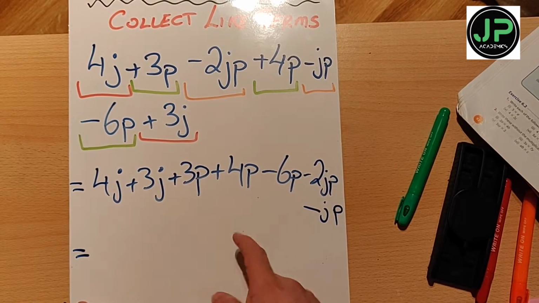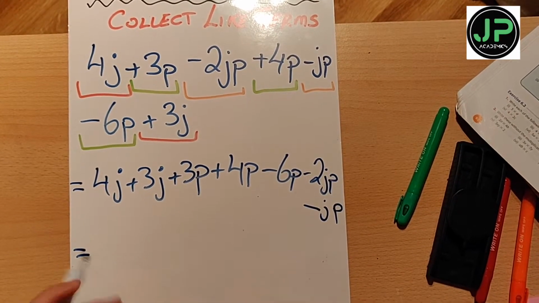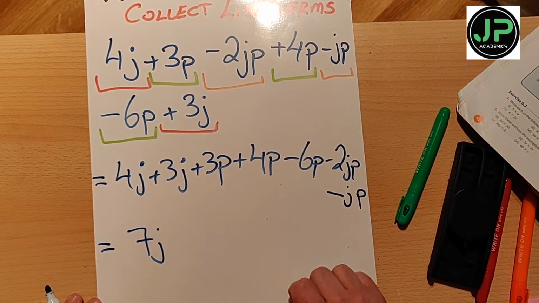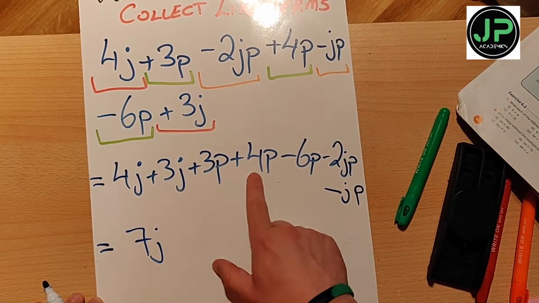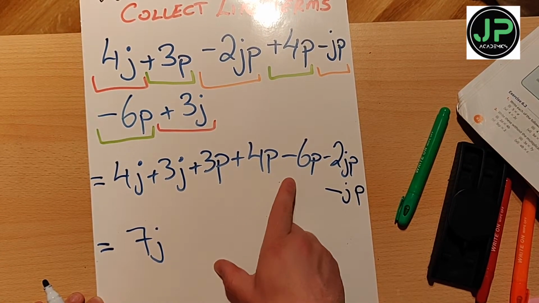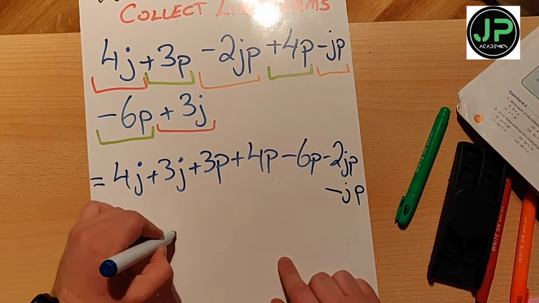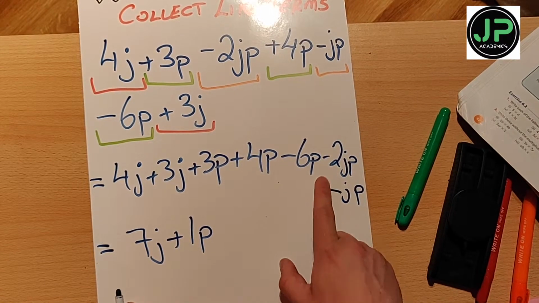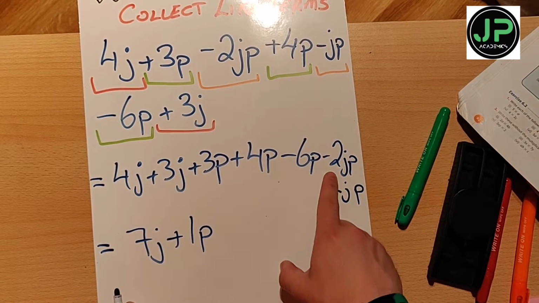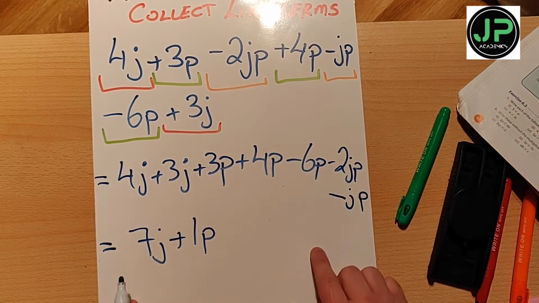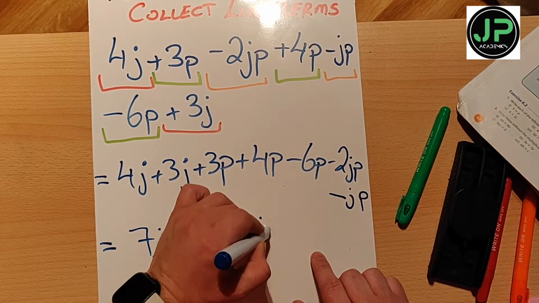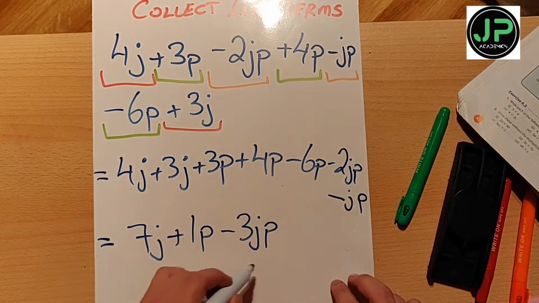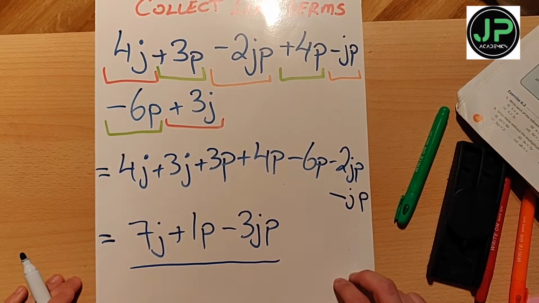So on the next line, again, collect like terms, same as what we did earlier. 4j plus 3j is 7j. 3p plus 4p is 7p. Take away 6p is just 1p, so it's plus 1p. Minus 2jp minus jp is minus 3jp. A lot of confusion, simplified down to 3 collected terms.